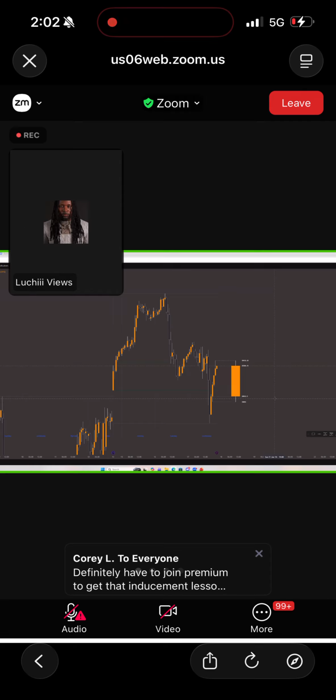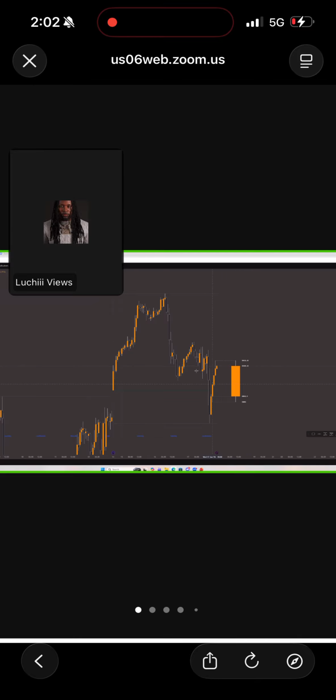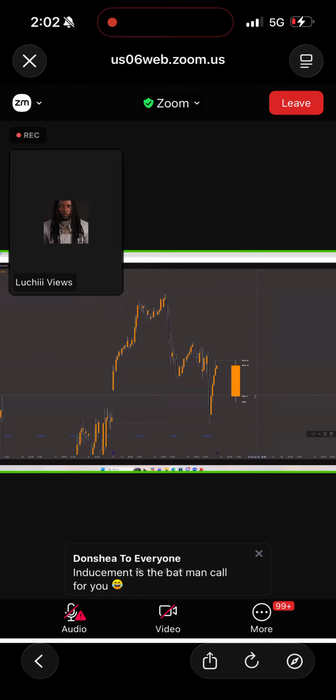So you always want to identify. My first question when I get on the chart is, what was the last thing that happened? Every time I get on the chart, every single day, I want to know what was the last thing to happen. And that is what's going to determine what liquidity I'm targeting, right?